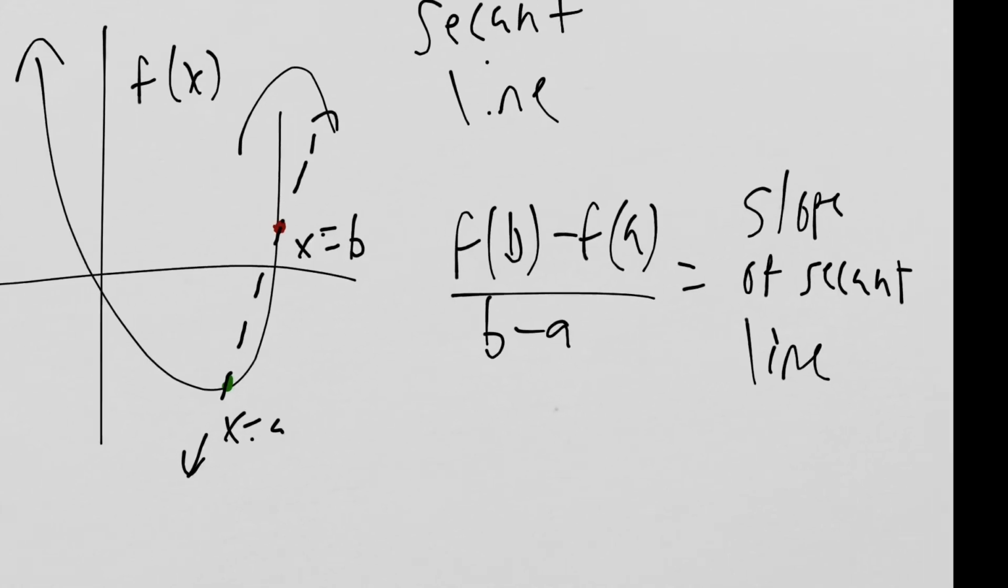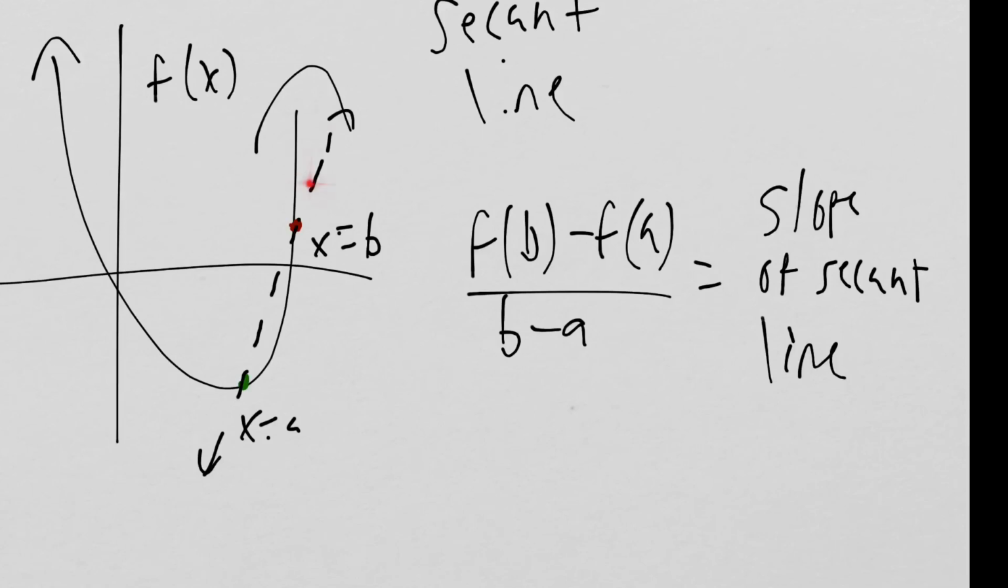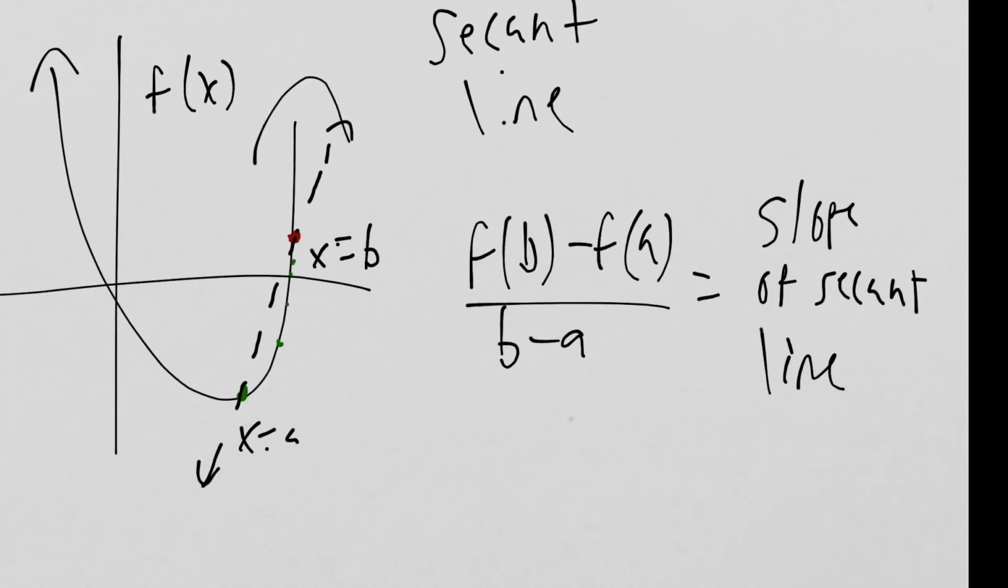Okay, so slope of secant line. If we want to find the instantaneous slope at x equals b, we want to take these 2 points and let them become really close together. If I take that point at x equals a and move it here, and then here, and keep moving it closer to b, now when we draw that line between them, it's going to start to look more like what we call a tangent line. It's going to go through just the red point because the red and the green point are so close together that we can treat them as one point.